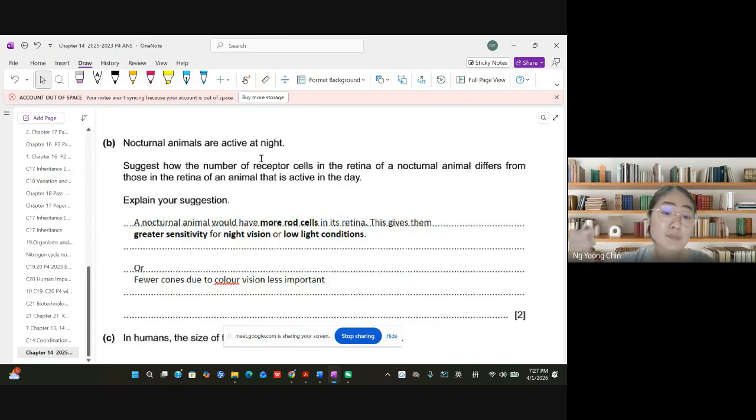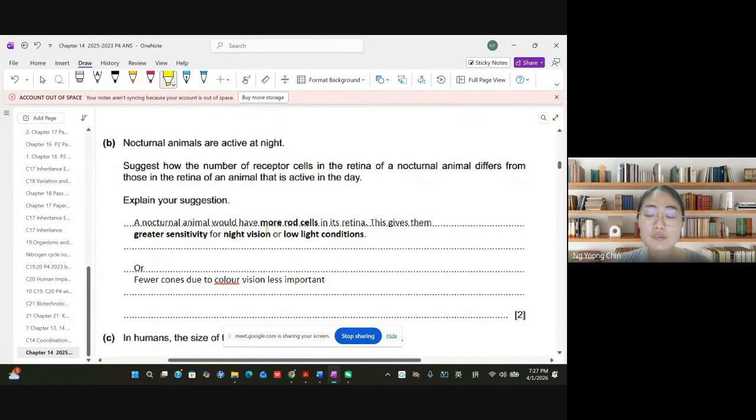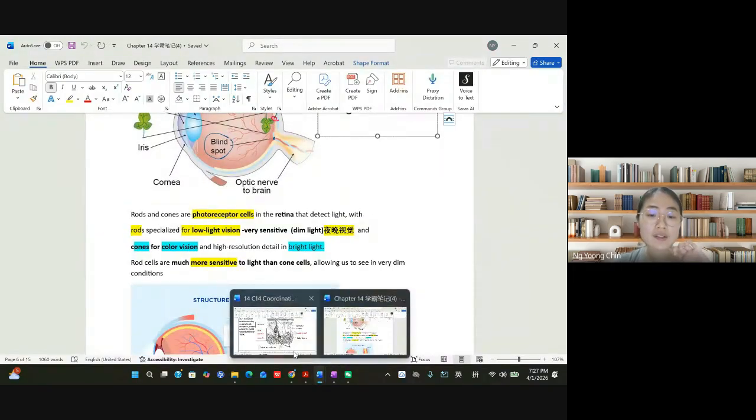This means these animals can see very well at night, because they have a lot of receptors, which are rod cells, in the retina. This gives them greater sensitivity for night vision in low light conditions. So there are more rods in the retina, but fewer cones, because color vision is less important at night. That is why you need to know the functions of the rod and cone cells. This is very important.